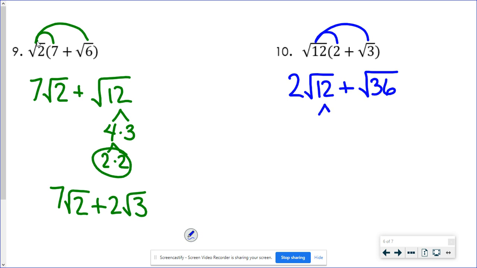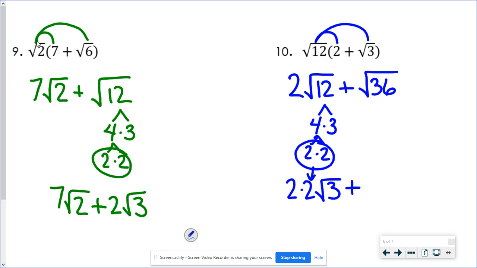But this part I do need to clean up. And I just did it in the last problem, so you could totally just use that work again. So I had a 2 on the outside. I'm going to break out this pair of 2's to become a regular 2. There's my rad 3. The square root of 36 we said is just 6. So this would be 4 rad 3 plus 6.